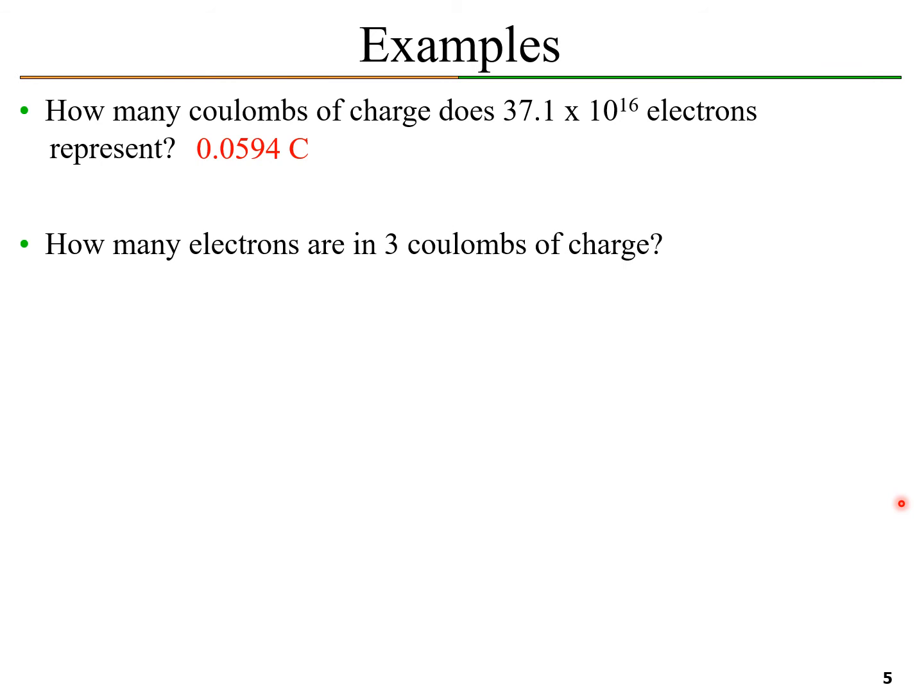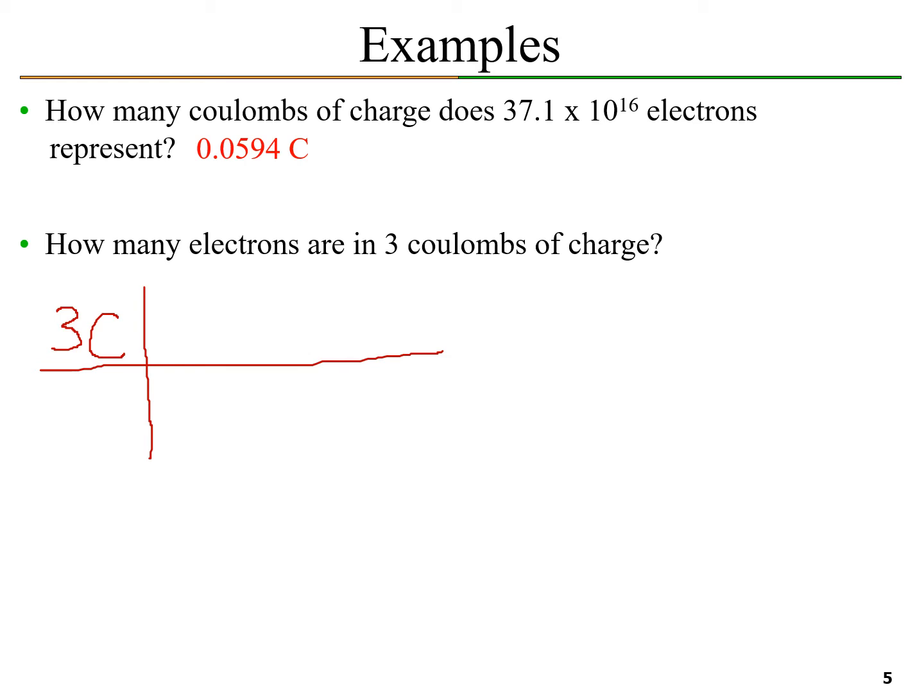Okay, how many electrons are in 3 coulombs of charge? So again, we're going to write down what we're given. We're given 3 coulombs of charge. We're going to use dimensional analysis. This is our one-line solution. Dimensional analysis is such a beautiful tool.